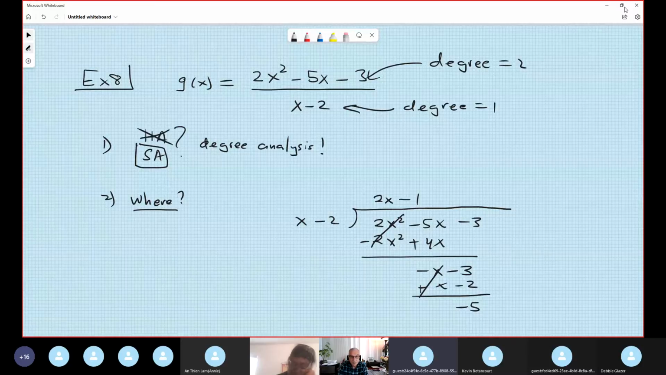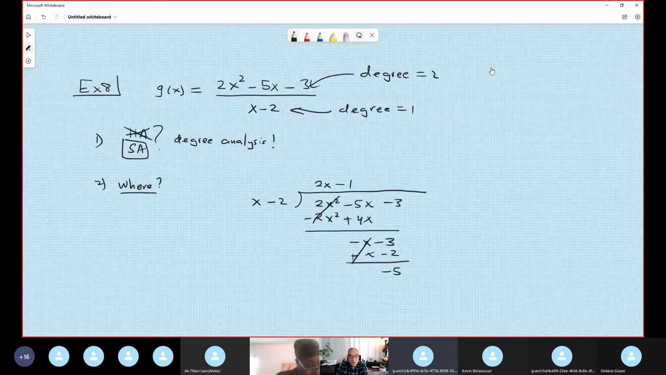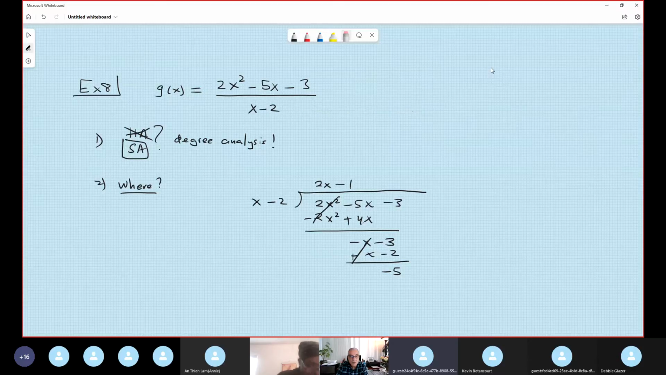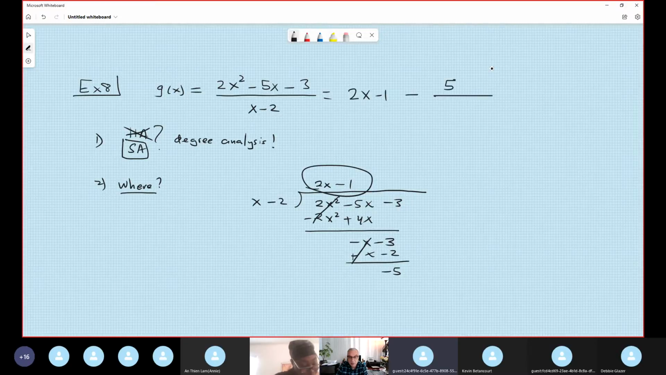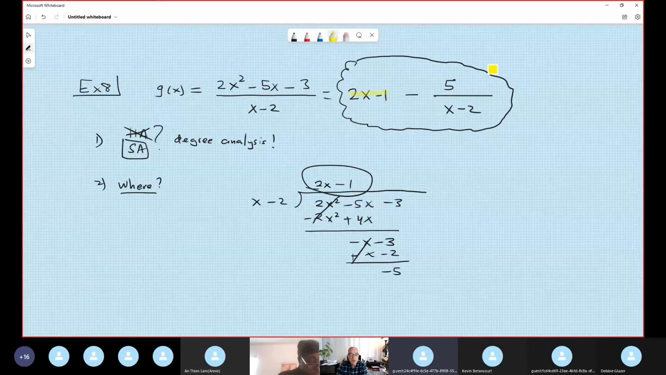So our expression. Let me erase that part because I know that you know that part very well. Our expression so far is equivalent to 2x minus 1, which is the quotient part, and -5 is the remainder part, divided by x minus 2. Amazing. I like that. This is an equivalent expression, right? And you can see clearly now that this part is our slant asymptote. Our slant asymptote is 2x minus 1.